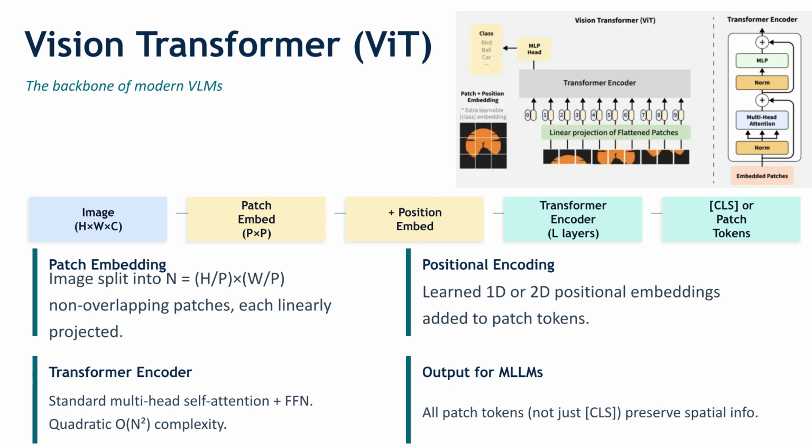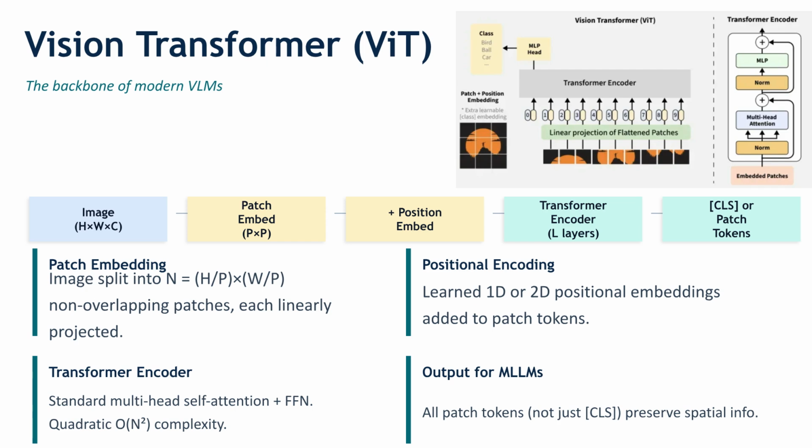Now let us dive deeper into the vision transformer, or ViT, which is the backbone of modern VLMs. The process starts with an input image of height H, width W, and C color channels. This image is split into non-overlapping patches of size P by P. For a standard ViT-L/14 configuration, P equals 14 pixels. Each patch is linearly projected into a vector, creating a sequence of patch embeddings. The number of patches N equals H over P times W over P. Next, we add positional embeddings so the model knows where each patch came from in the original image.